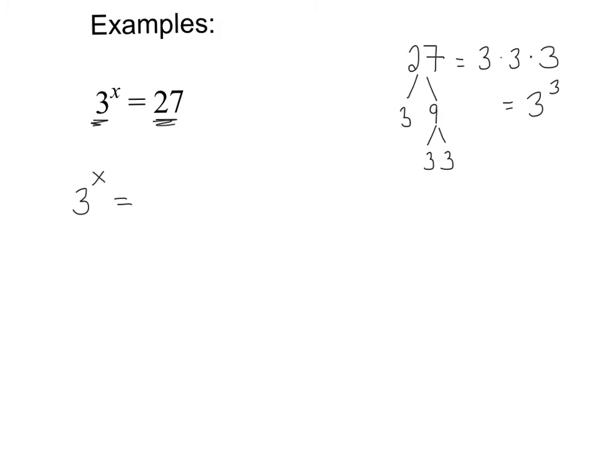So in our equation, since we know 27 is 3 to the third, if I replace 27 with 3 to the third, well, all of a sudden now my bases match. And because my bases match, I automatically can use my exponential law. So I would just take the exponents, x equals 3, and we're done.